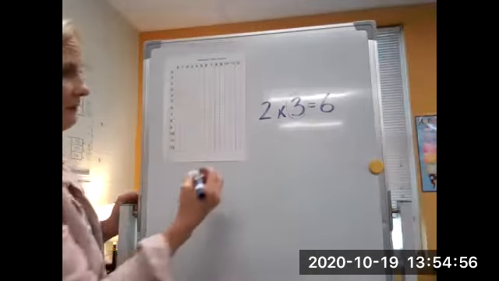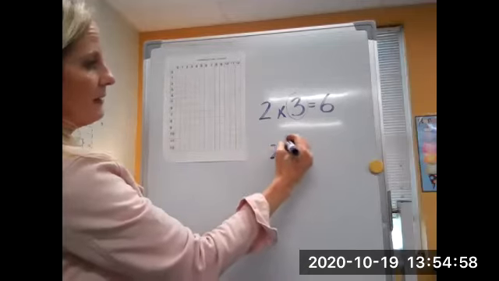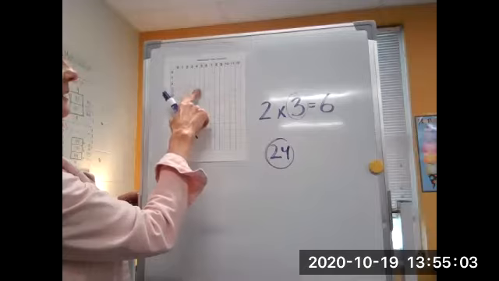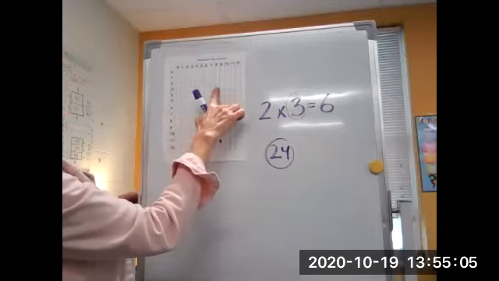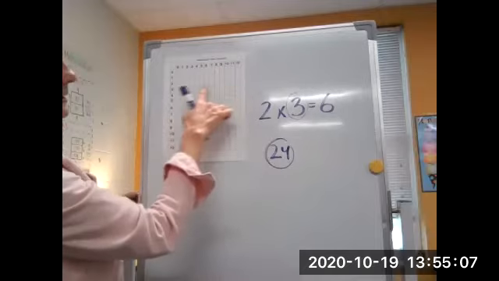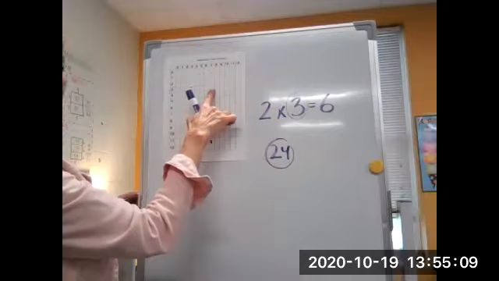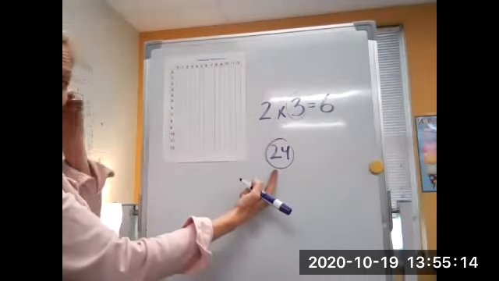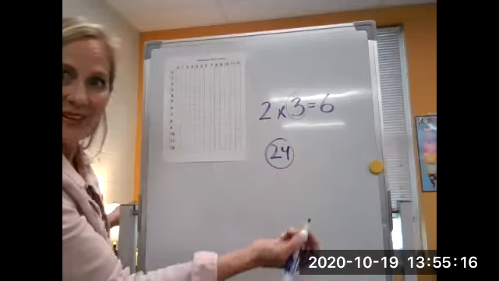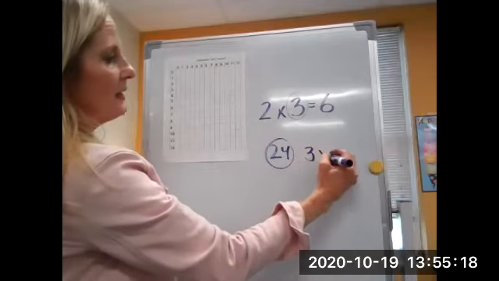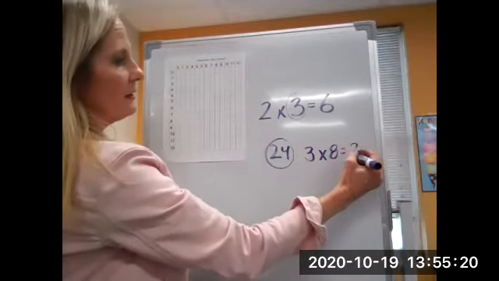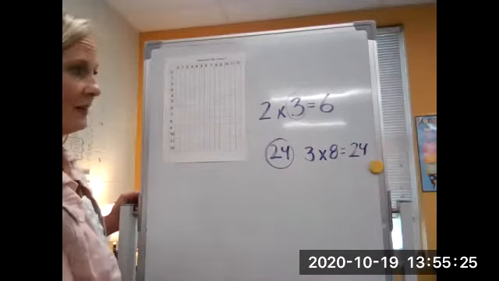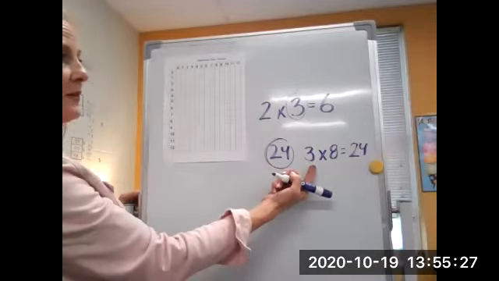So let's take 24, which would be the product 24. That would be 3 times 8 right there. Okay, 8 times 3 would be 24, it would be right there. Why can I say 24 is a multiple of 3? Because 3 times another factor created or made the product 24. So I can say 24 is a multiple of 3.